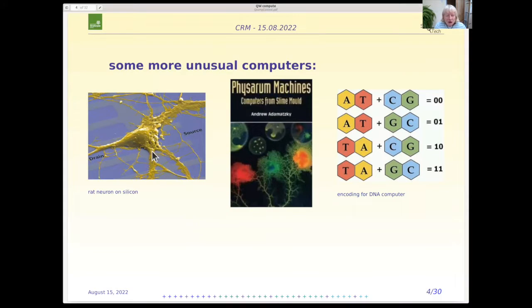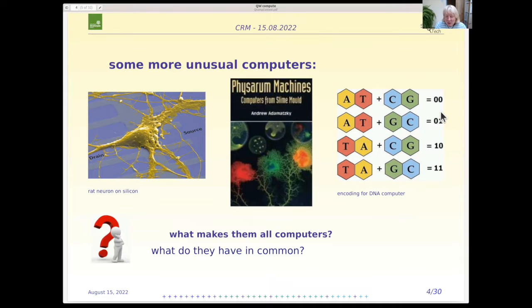And then there are more unusual computing devices people are playing with. So I've picked out several far from the standard ones here. People interfacing rat neurons, so biological computing devices with silicon chips, people using slime mold to compute, and people actually using test tubes with DNA to do computation. This is just showing you a possible way to encode binary digits into DNA.